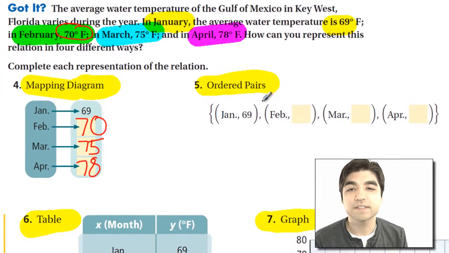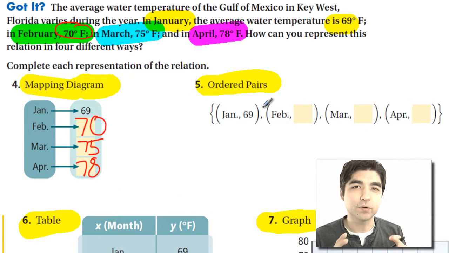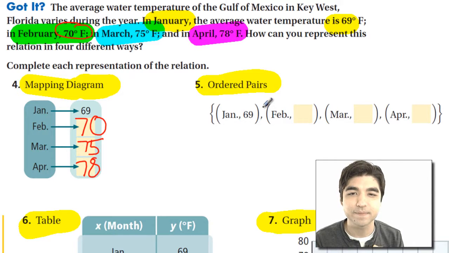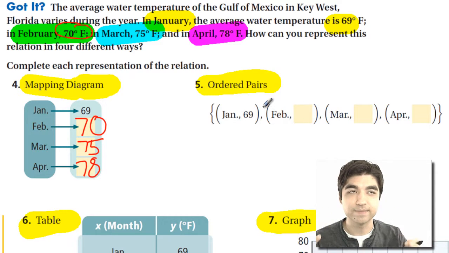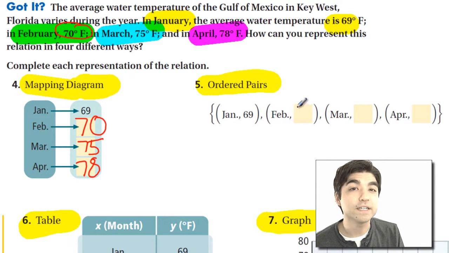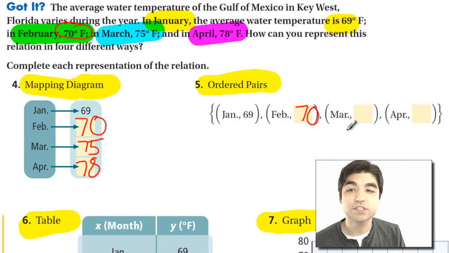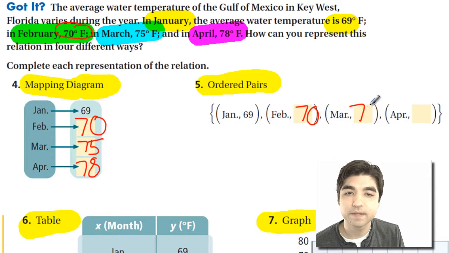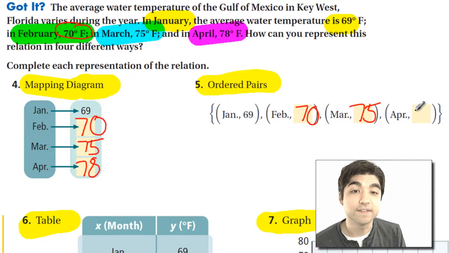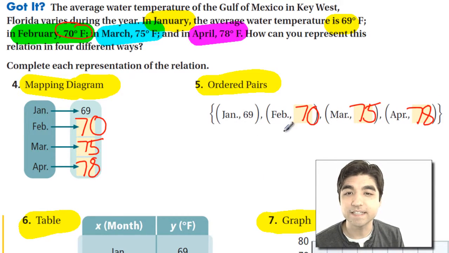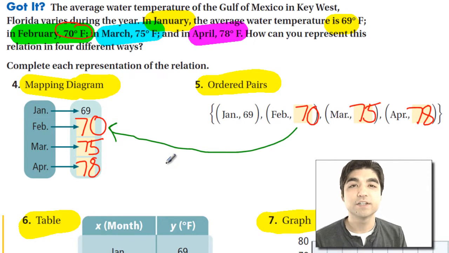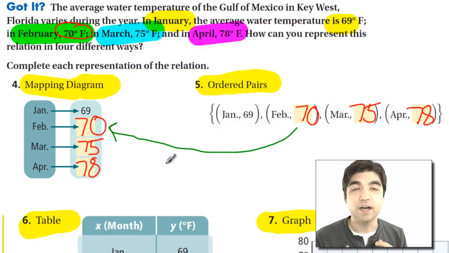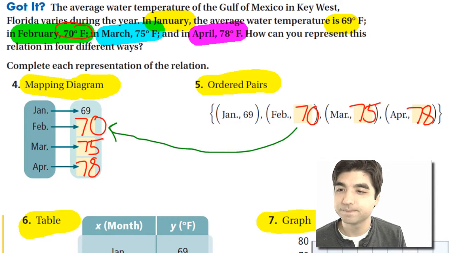Okay, so that's a mapping diagram. For ordered pairs, it's almost kind of like making coordinates. But in this case, it's not exactly coordinates, it's just putting the ones that are the same data together. Anyways, so basically you got January 69, February is 70, March is 75, and April is 78. Now you see each piece of data matches up with a piece of data in the mapping diagram. So it's the same information, it's just presented in a slightly different way.